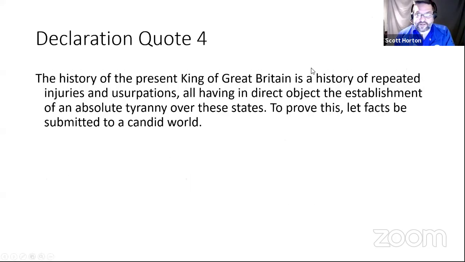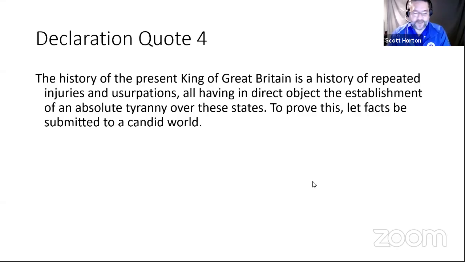And then he goes on, this is a great line here. The history of the present king of Great Britain is a history of repeated injuries and usurpations, all having in direct object the establishment of an absolute tyranny over these states. The king constantly is attacking our rights, and he's trying to create a tyrannical system. And then he goes on to say, to prove this, let facts be submitted to a candid world.